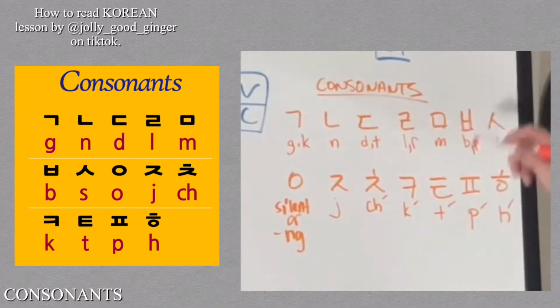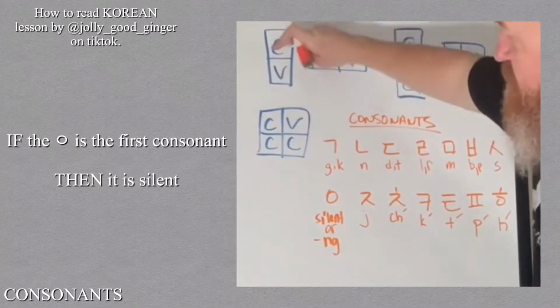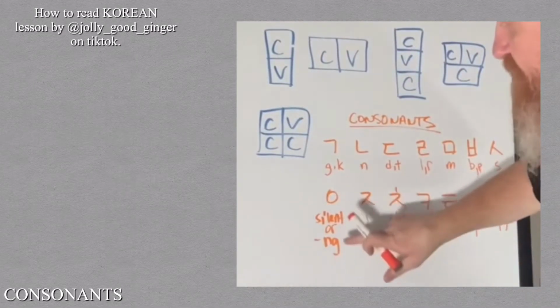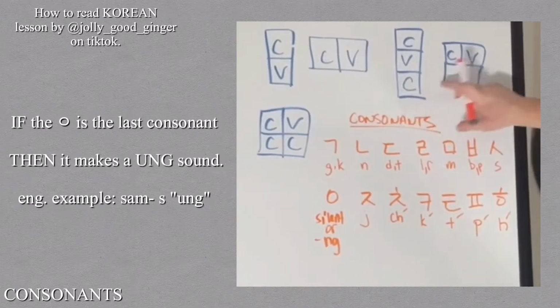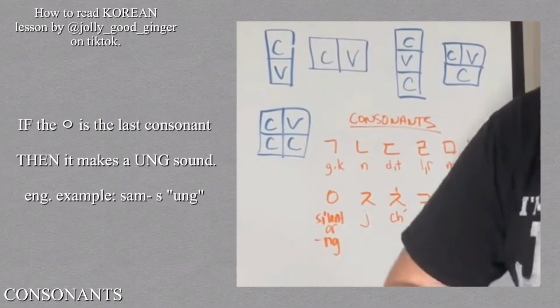R. This is M, B, S. This one right here is unique. When this one is the first consonant in the syllable, it's silent. It has no sound. But whenever it's the last one, so if it holds this position, or this position, it would be NG, like ung.